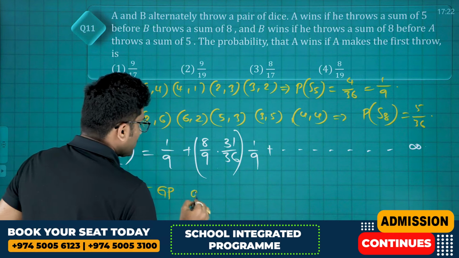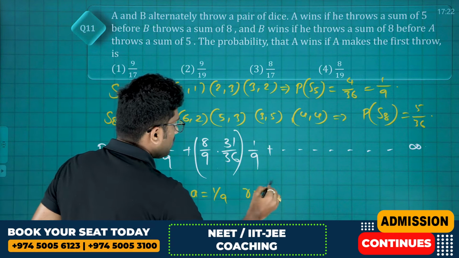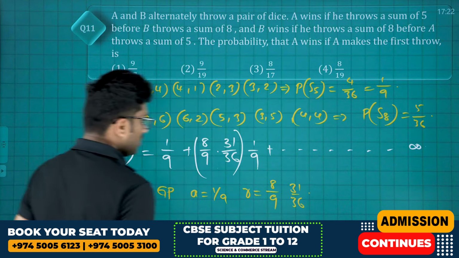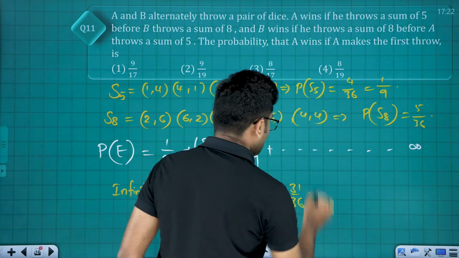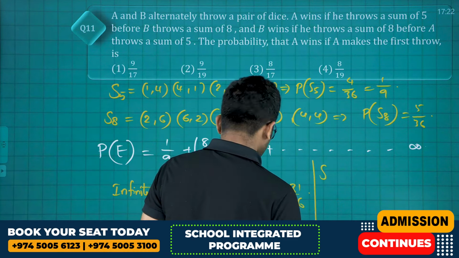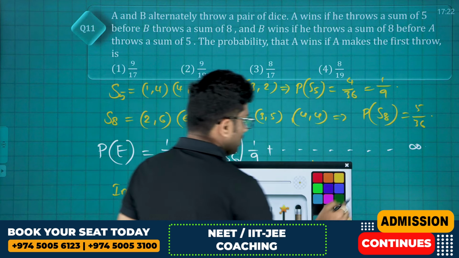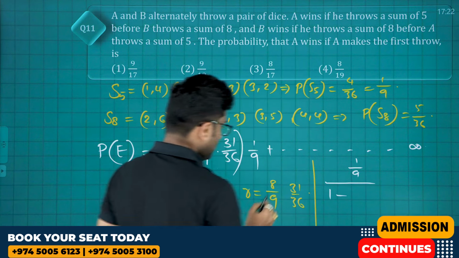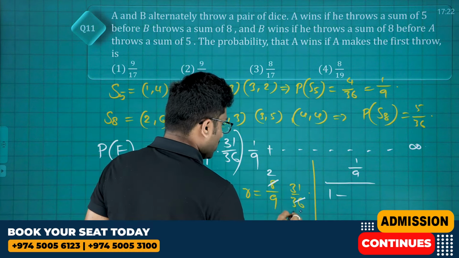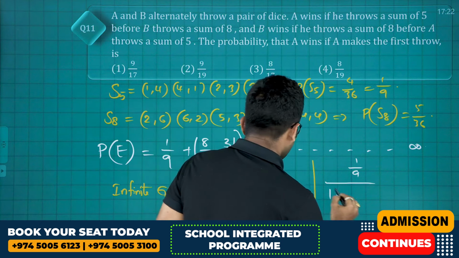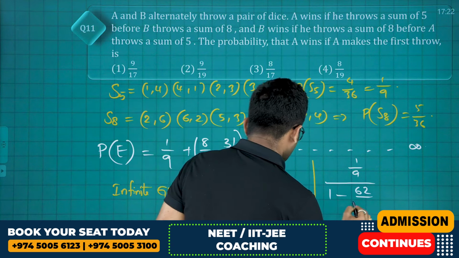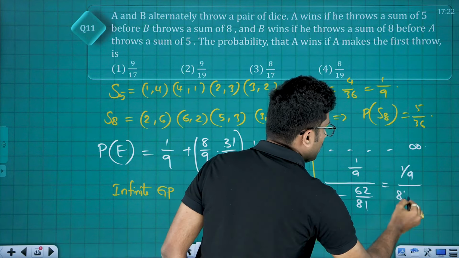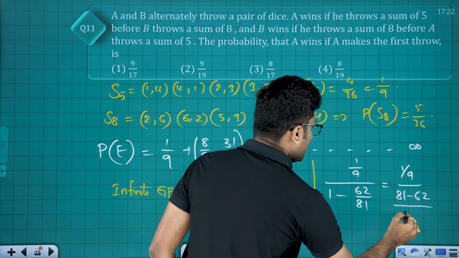Infinite GP with the first term as 1 by 9, and r is equal to 8 by 9 into 31 by 36. So a by 1 minus r is the sum to infinity. So required probability is a by 1 minus r. That is 1 by 9 divided by 1 minus, see, 4 2s are 8, 4 9s are 36. So this we can write as 31 2s are 62 by 9 9s are 81. 1 by 9 divided by 81 minus 62 divided by 81.